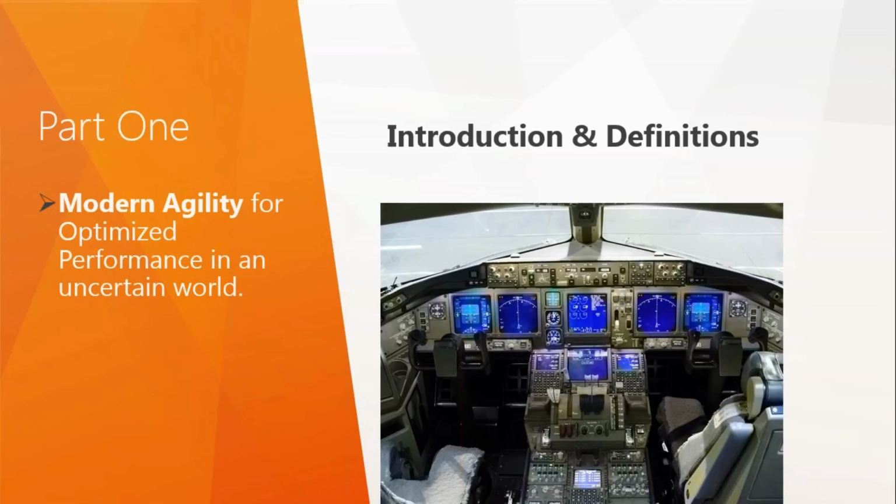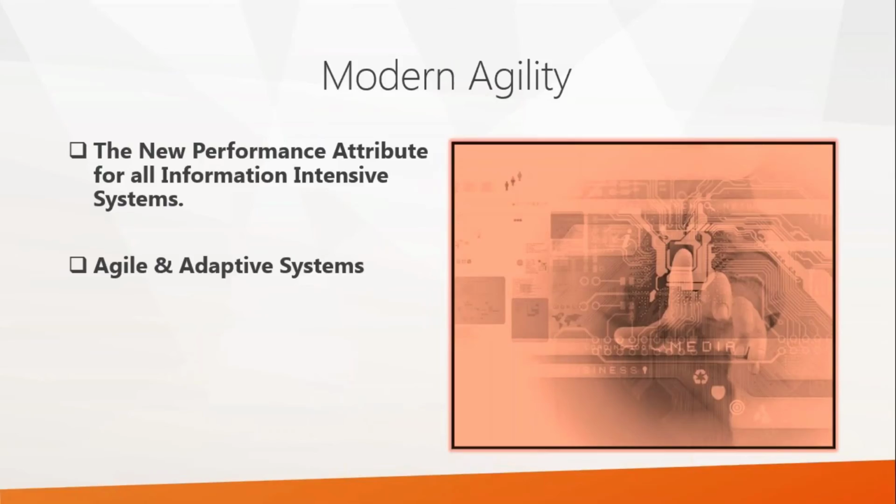So let me start with part one. Part one of this discussion, we're going to talk about an idea that we call modern agility, and it's used to optimize performance in an uncertain world. And I might add here that in part one we're going to be dealing with some introductions and definitions of what we mean by that, but this is kind of catching on, and it's getting wide attention.